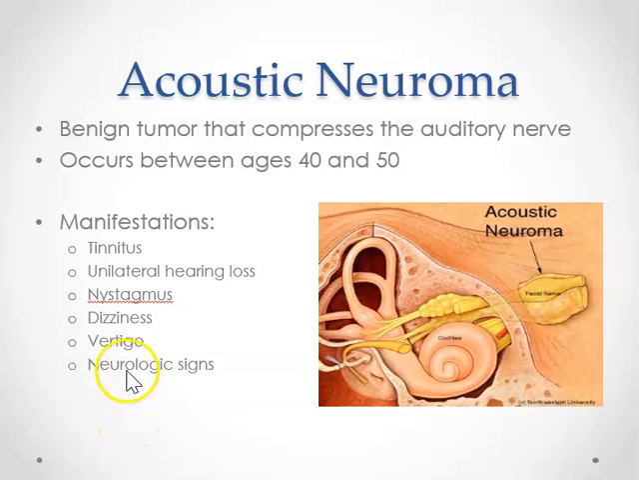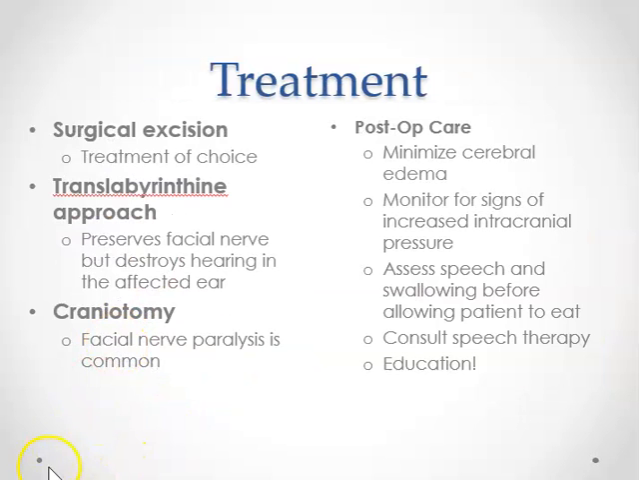You're going to be assessing your patient for vertigo, dizziness, nystagmus, unilateral hearing loss, as well as tinnitus. Treatment of choice, they're going to want to excise this tumor if possible, so they're going to want to remove it. And microsurgical techniques can be used for small tumors, and this is going to really save the hearing.